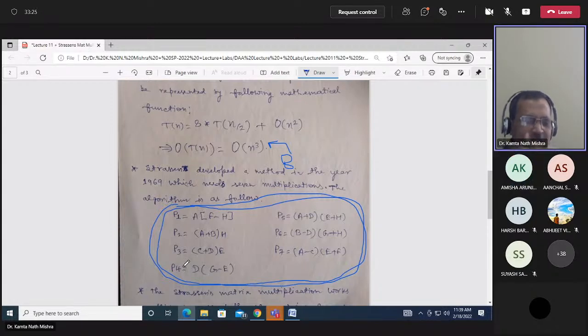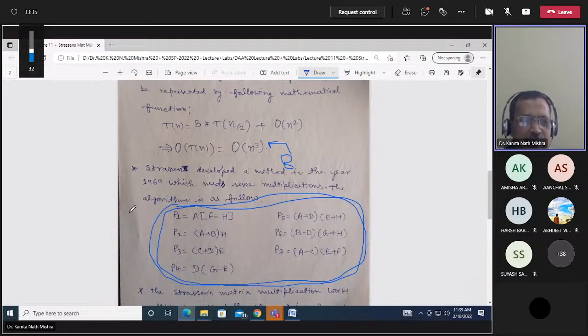Okay, sir. And he said that at one place we were using 8 multiplications. Now if we go for this method, then we will have 7 multiplications. So definitely 7 multiplications is better than the 8 one.